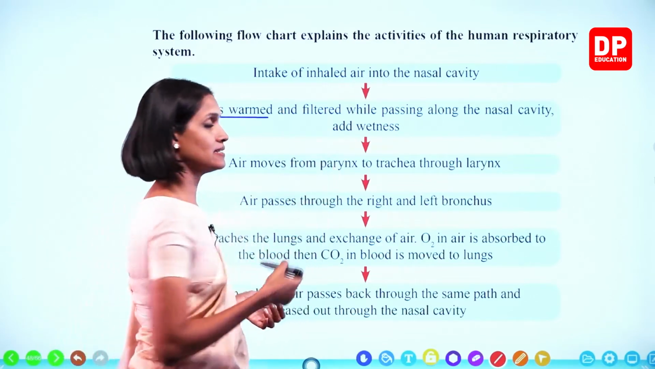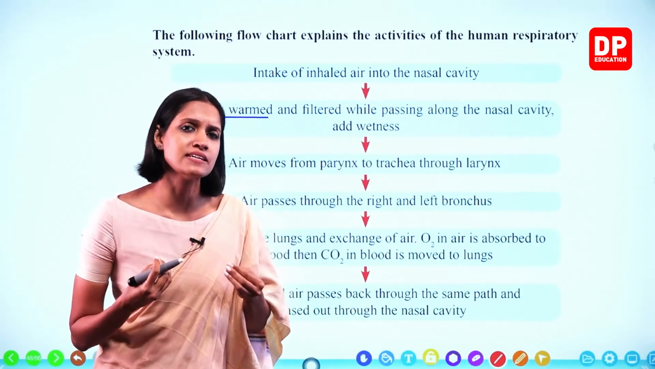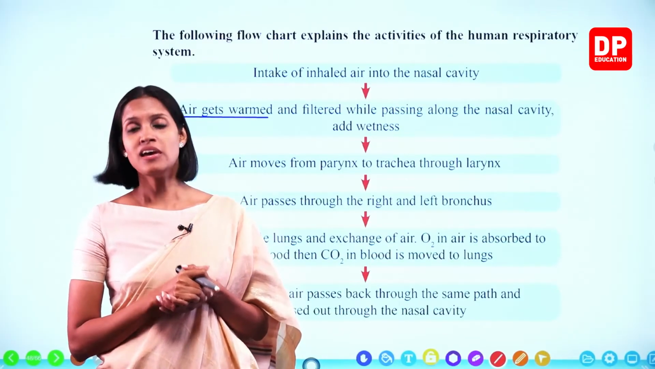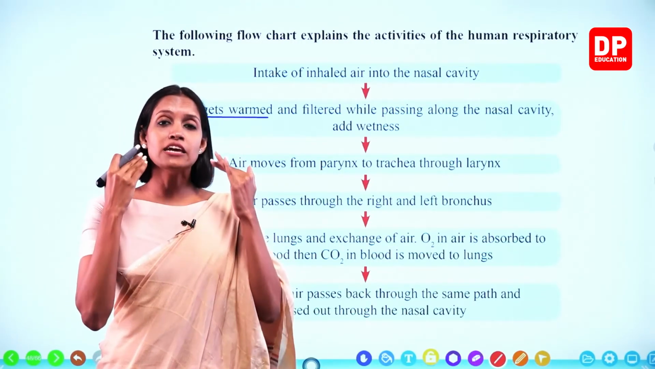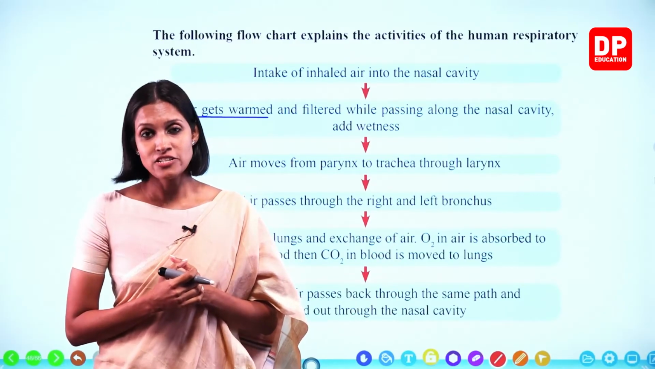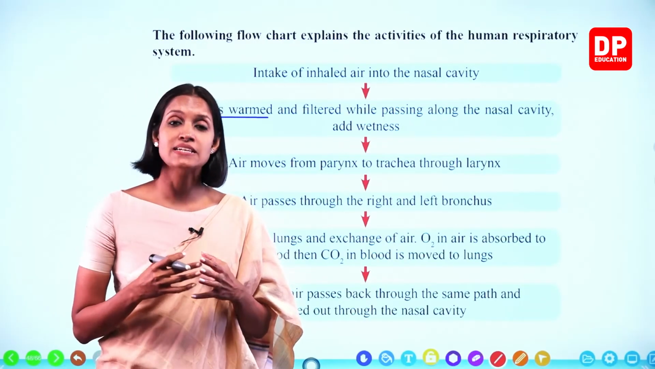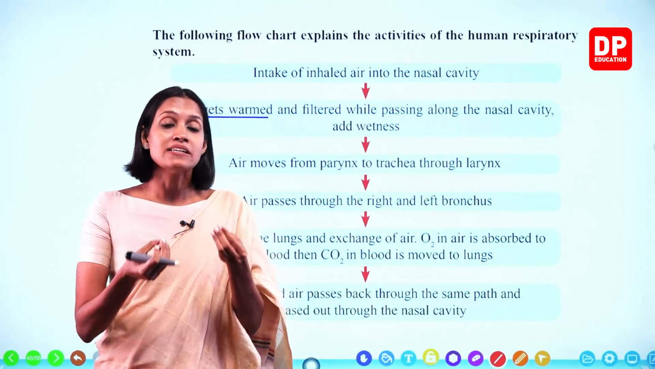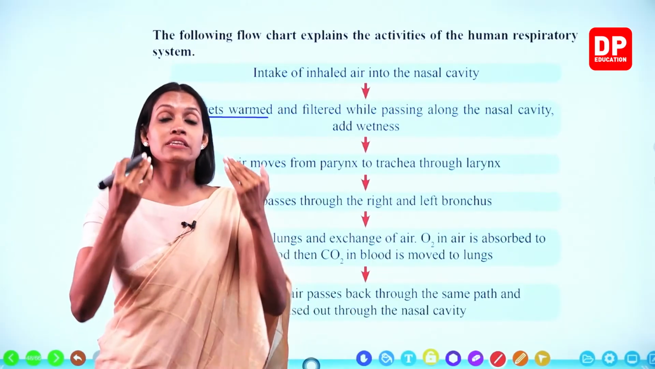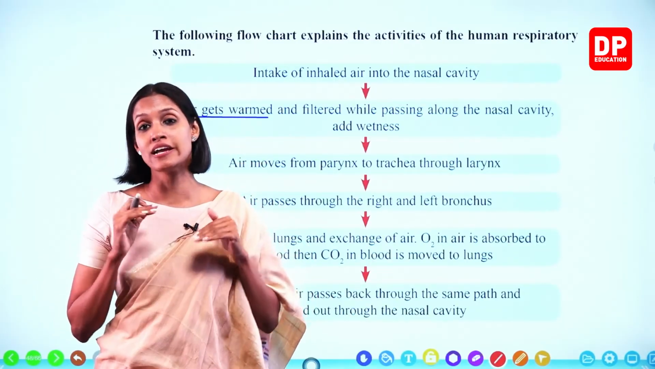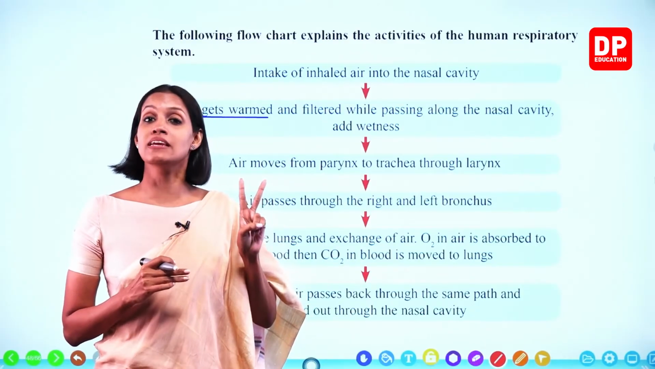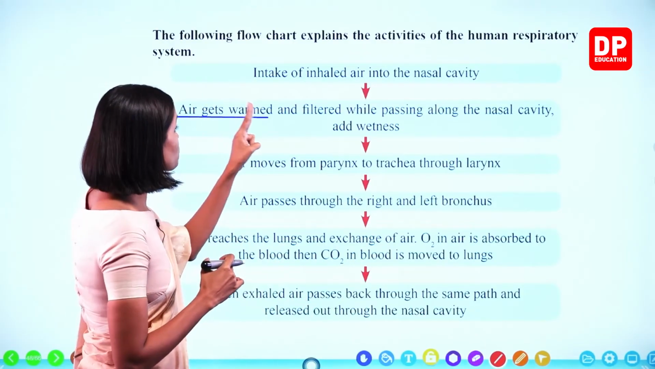And filtered. Now, nasal hair is present in the nasal cavity, and also the inner layer of the nasal cavity is wet. Right, children? Because of these 2 reasons, dust and dirt particles get filtered, get stuck in the nasal cavity, and only the clean air goes inside the lungs. Right? The second change that takes place in the inhaled air is it gets filtered.